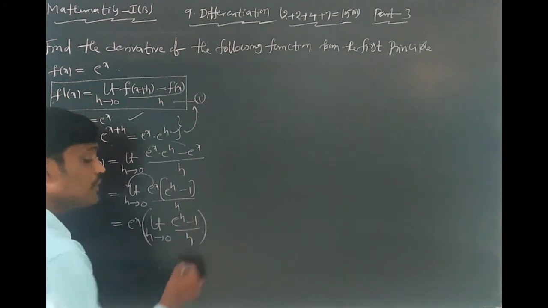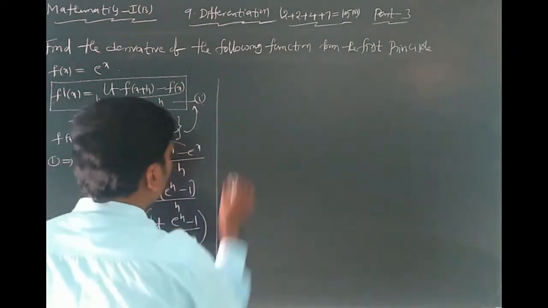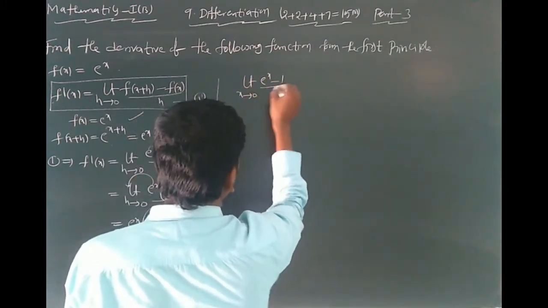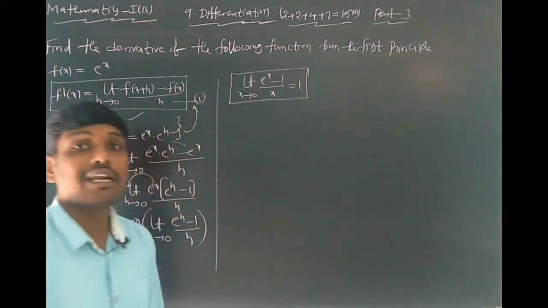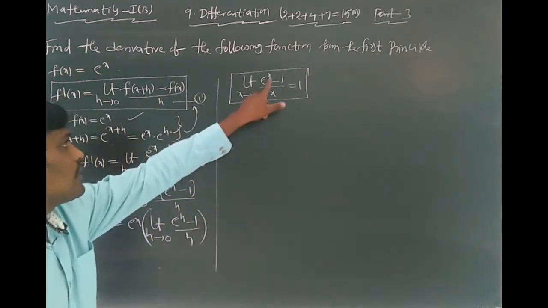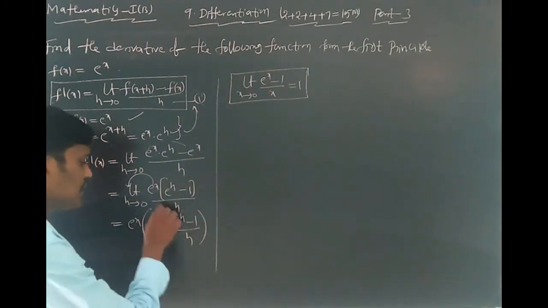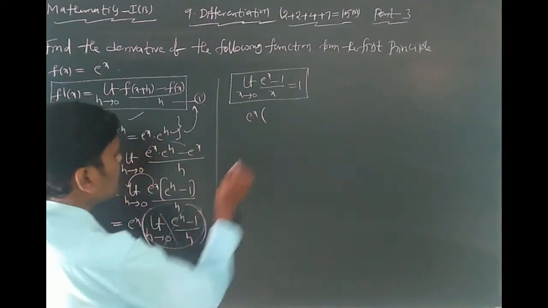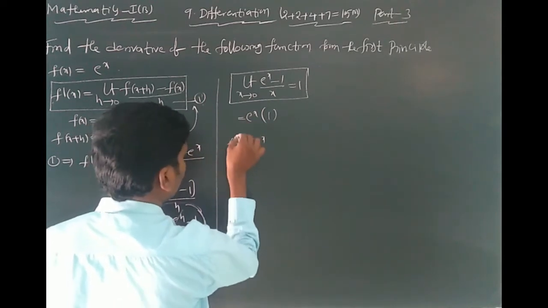You know this from the limits chapter. What is that formula? Limit x tends to 0, e power x minus 1 by x, value is 1. This is the formula from the limits chapter. In this formula, the x value is h, so this is also equal to 1. That's why you can write e power x into 1, that is e power x.